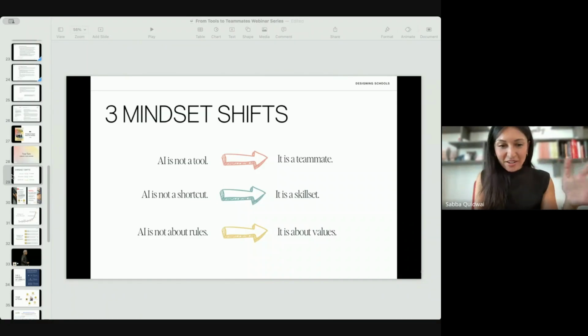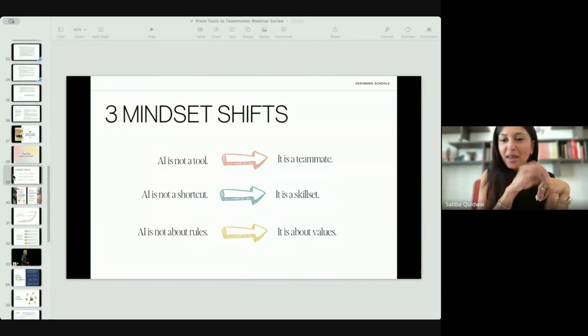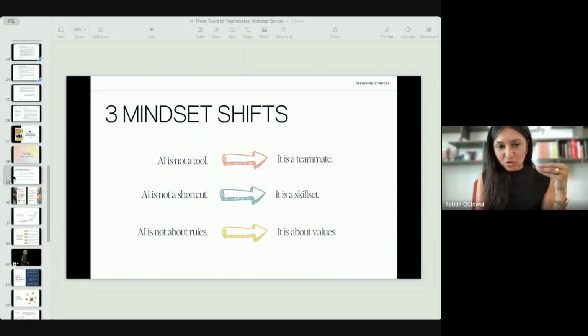It is not a calculator. It is not like anything we have seen before. It's completely new, right? It is your teammate, and not just one teammate, but many, many teammates that you have to lead, that you have to create and be in control of.